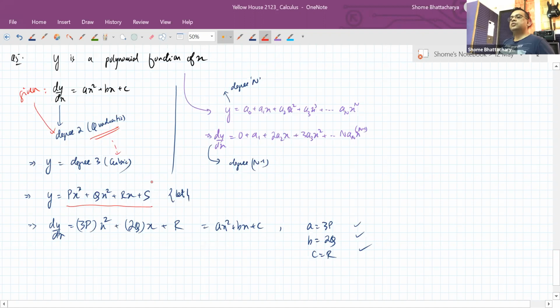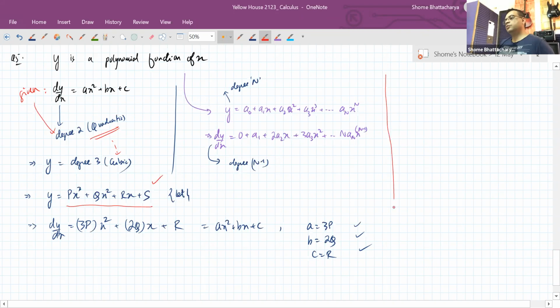If it is cubic, let's assume it's some cubic function like this, where p, q, r, and s are constants. So what is the relationship between them and the given constants? This is the relationship: A must be equal to 3p, B must be equal to 2q, and C must be equal to r. Okay.